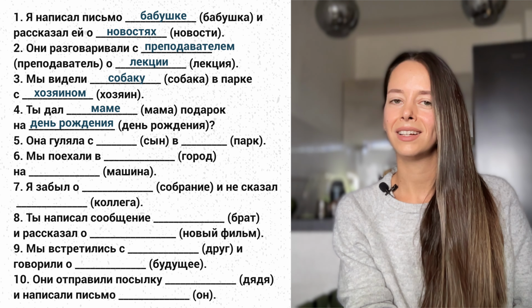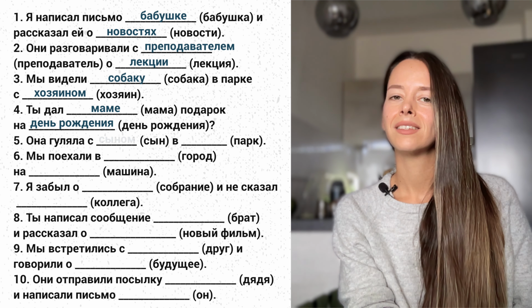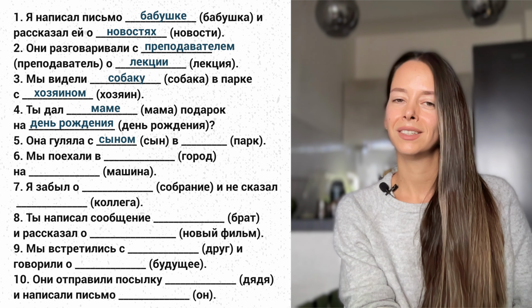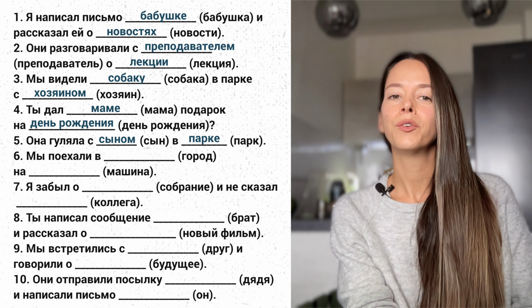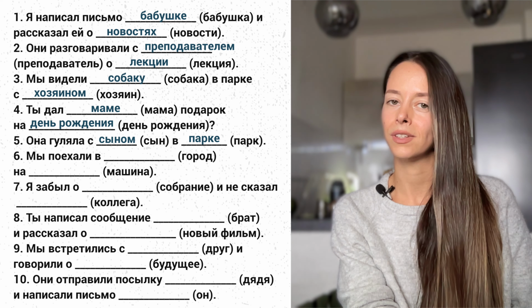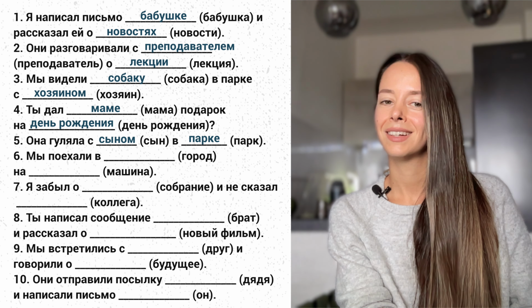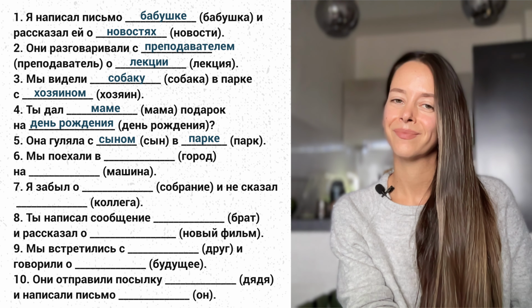Она гуляла с сыном в парке. Она гуляла с сыном в парке. Сын is in the instrumental case, and park is in the prepositional case because we're expressing location.